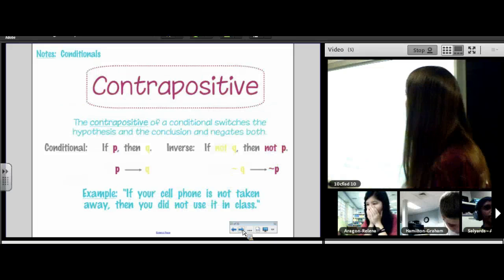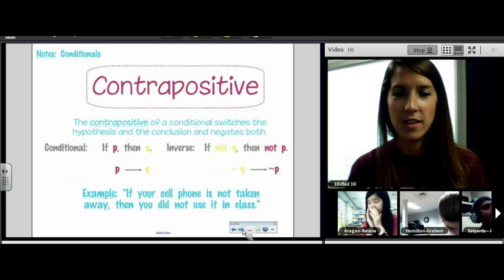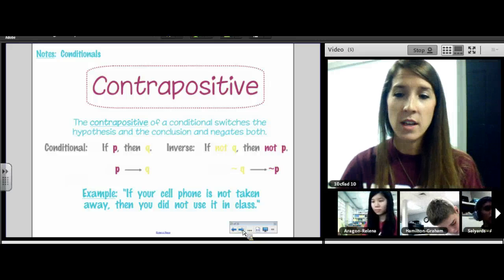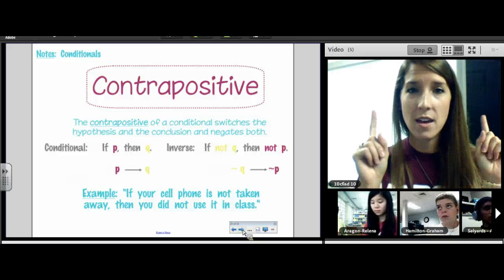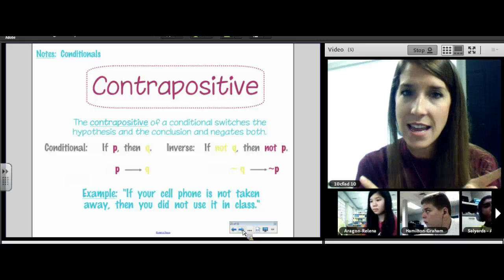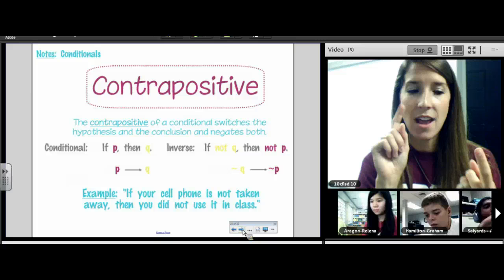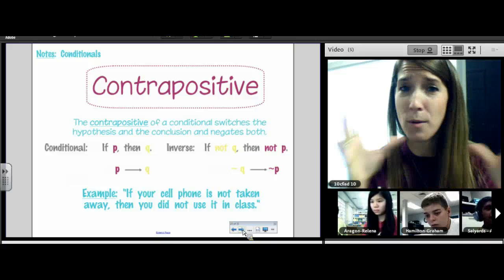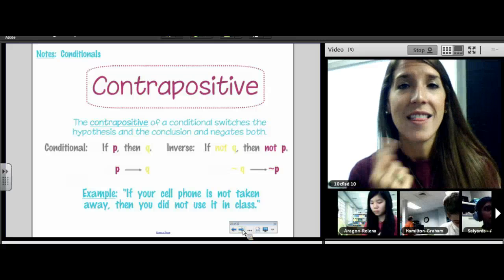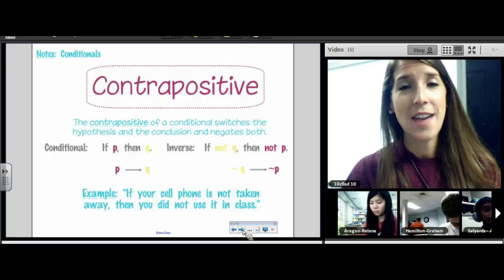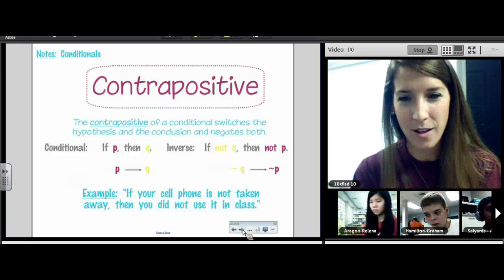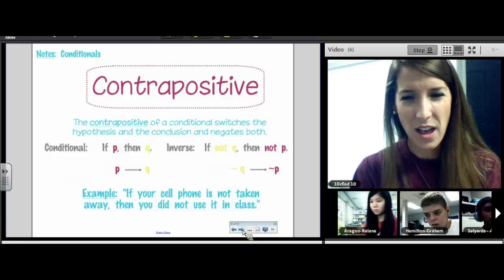Okay, here's the trickiest one of them all. Contrapositive. It does double duty. It's like working two jobs. The contrapositive is going to make the hypothesis and conclusion switch places, and it's going to negate both of them. So it's like a converse and an inverse all wrapped up into one. If you use your cell phone in class, then it will get taken away. If your cell phone was not taken away, then you did not use your cell phone in class. Is that okay with everyone?